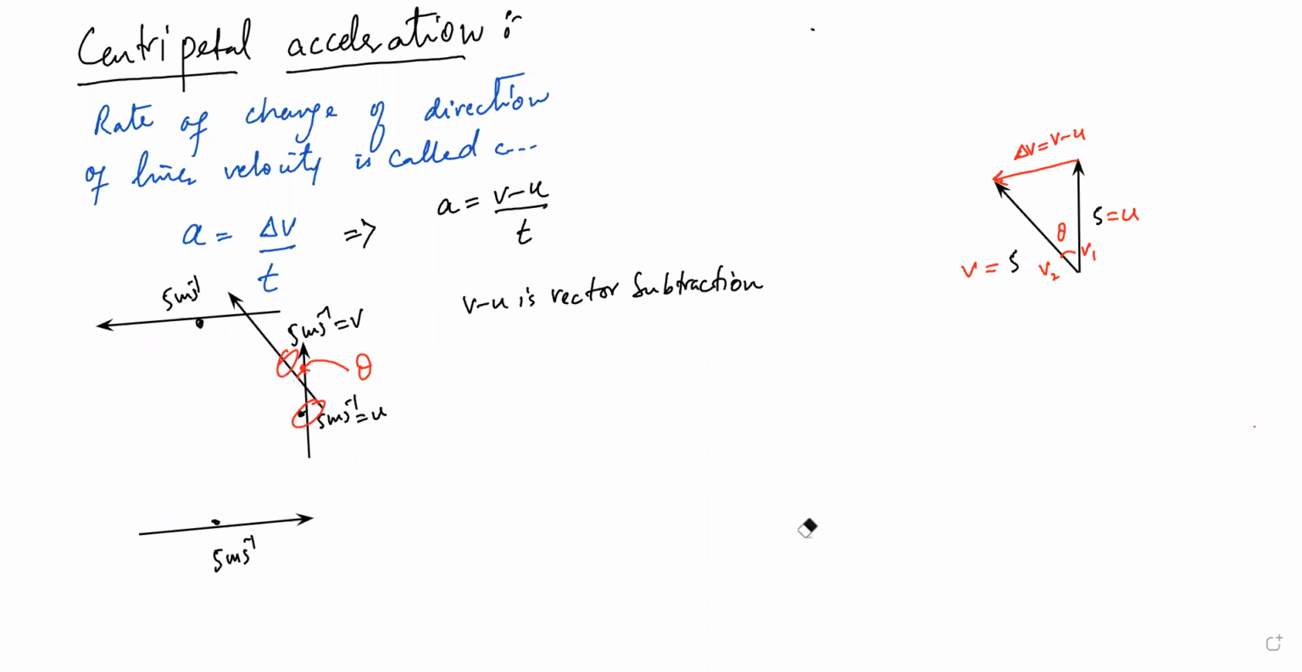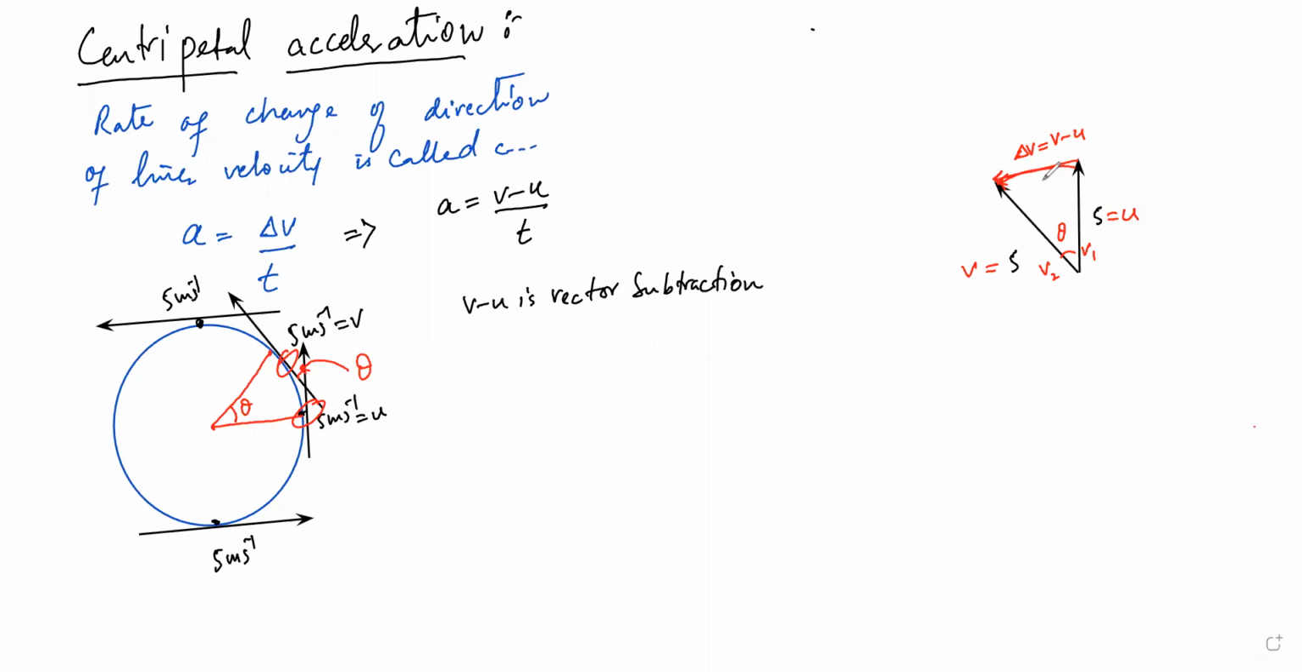Okay, this is angle theta. Now, if you do a little geometry, this angle theta is the same as this angle theta. So how to find out this delta V? Now you can consider this as a small arc because it is so small that you may consider it as an arc or a straight line. Both are the same thing.